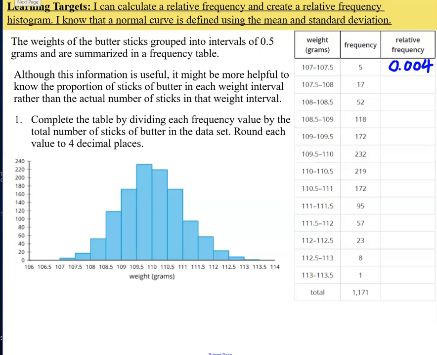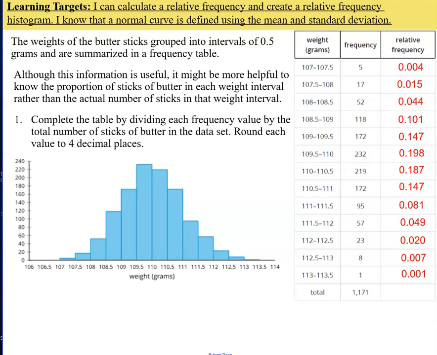Alright, hopefully you had a chance to fill in the table. Here are answers to all of those, and what you'll notice is that these numbers give us rough percentages of each category. And so you could say that this is about 0.4%, 1.5%, 4.4%, 10.1%, 14.7%, and so on. And then all of these frequencies should add up to 100%. Now I did round, so we might be off by a little bit, but it should be very, very close to 100% when we take into account the rounding.